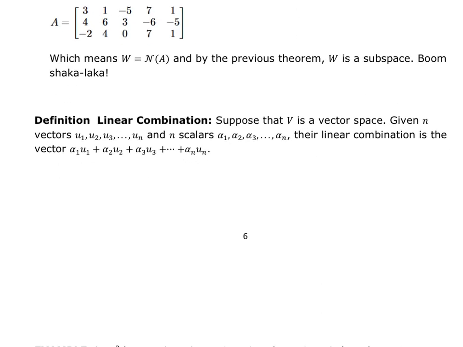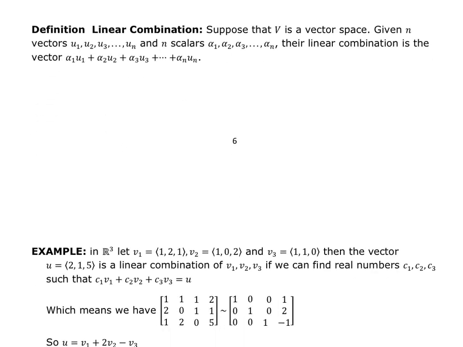Moving on to linear combinations and what that means. Well, not really much different than what we expect, because we've talked about linear combinations before. But now we're going to talk about it in terms of a vector space. V is a vector space given that we have n vectors, u1 through un, and n scalars, alpha 1 to alpha n. Then their linear combination is the alphas multiplied by the u's. No surprise, we have seen this before.